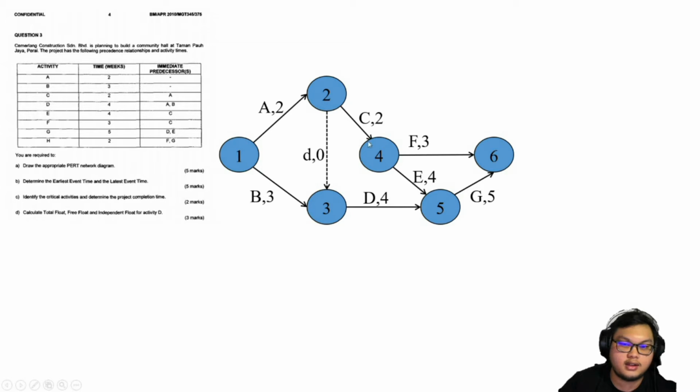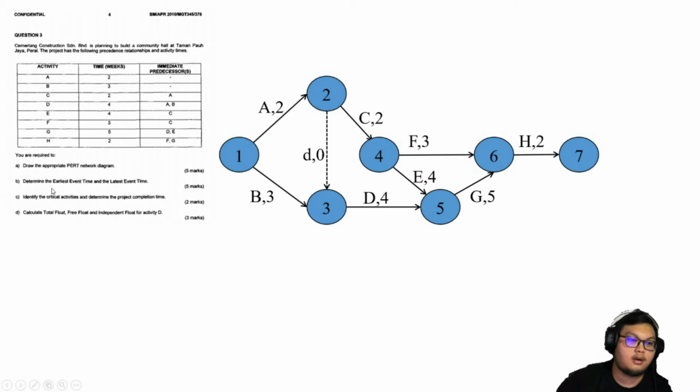And the final activity is H. Okay. Comes from predecessor F and G. Okay, this is F. We have a line of F. We have a line of G. So they are connected, so we can draw a line and put H here. And then for the final event, we have event 7. Total events we have 7.